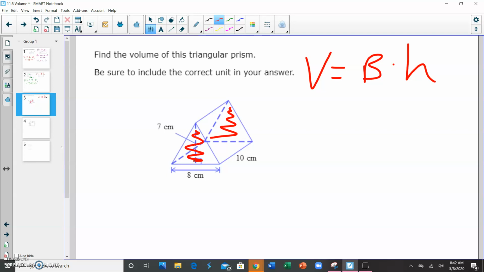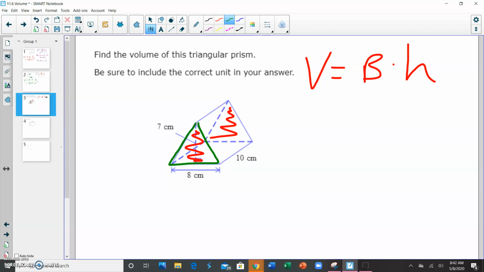So when they match, we can do the area of the base times the height. So what is the area of this base? The base is the triangle. The rectangular bottom is not the base because it doesn't have a matching top. So it's going to be the front and the back versus the top and the bottom, because there is no top. So the front and the back are the matching bases.